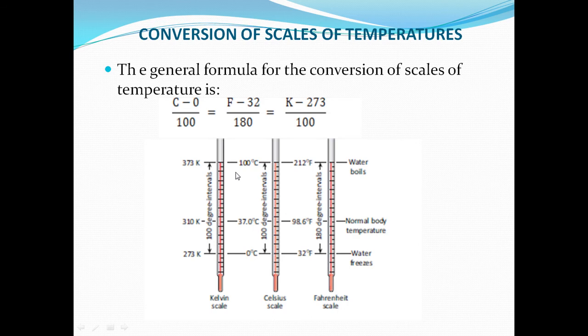This upper fixed point is 100 degrees Celsius. So the number of divisions is 100 minus 0, which is 100. Next, the Fahrenheit scale. The lower fixed point is 32 degrees Fahrenheit, and the upper fixed point is 212 degrees Fahrenheit. The number of divisions is the upper fixed point minus the lower fixed point, which is 180 degree intervals.